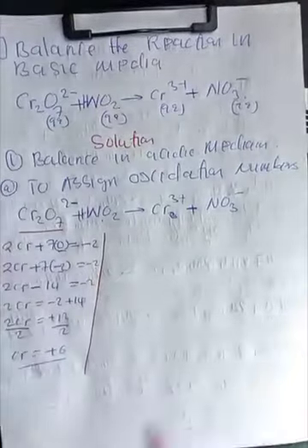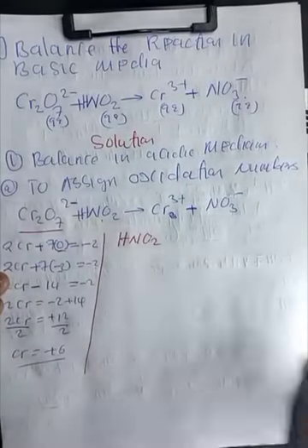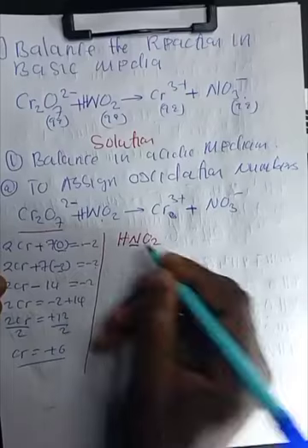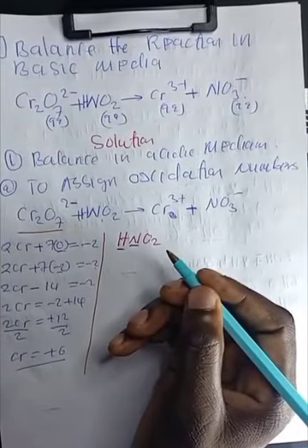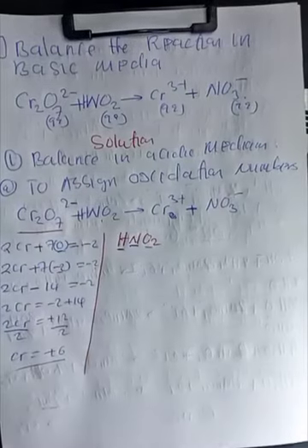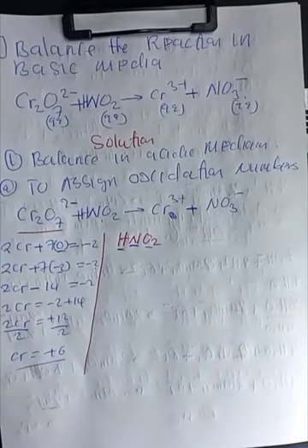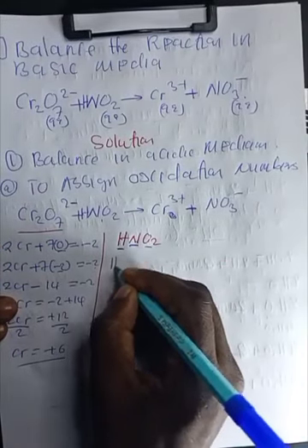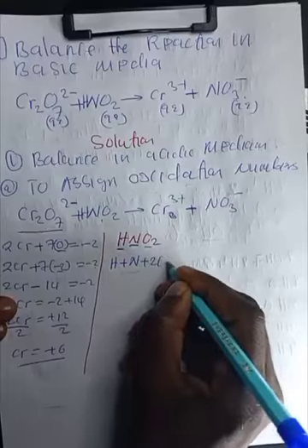Now we come to the other one here, which is HNO2. So we have to assign for nitrogen, because we know for hydrogen it's always a positive 1, except in binary ionic compounds where it is a -1. Then for oxygen it is always -2. Hydrogen always positive 1, then oxygen -2. So we're going to say hydrogen plus nitrogen plus 2 oxygens.